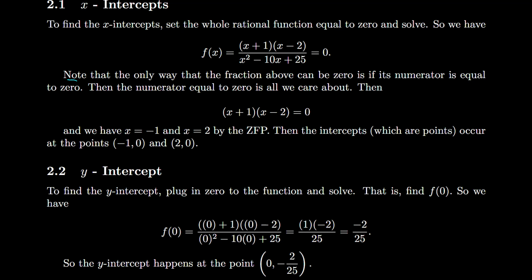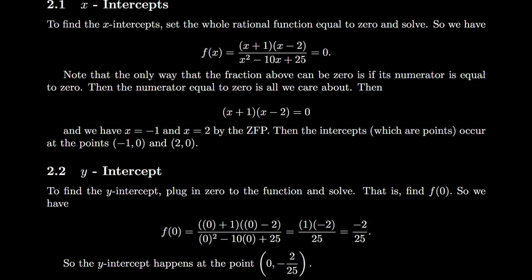It says, starting here, note that the only way that the function above can be 0 is if the numerator is equal to 0. And think about that. If the denominator is equal to 0, well, then we're dividing by 0, and that's bad. We can't do that. We'll come back to that in a minute. That's actually how you get asymptotes.